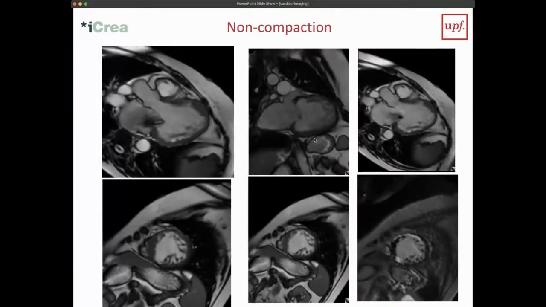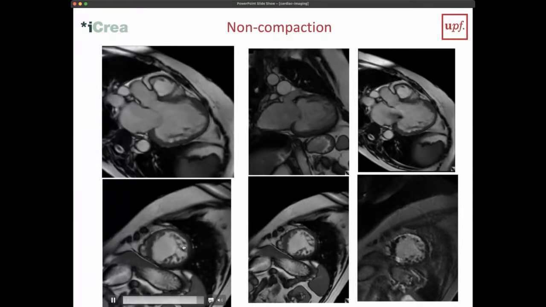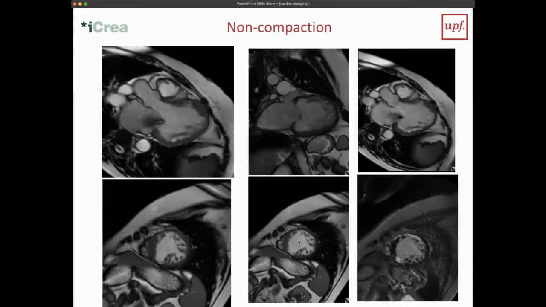This is an example of a patient with a very dilated, very big heart, and you see here this hypertrabeculation. Although the resolution is not good enough to see the trabeculations in detail, you see the sponginess around this apex, and actually you see that this becomes very, very abnormal.